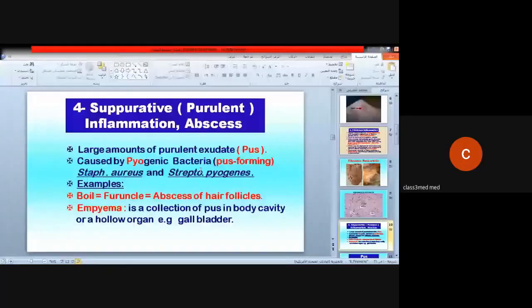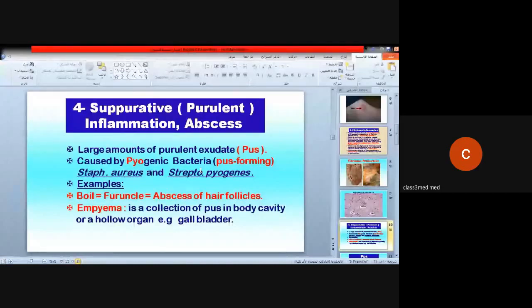We call it suppurative inflammation. Suppurative inflammation can occur in any type of tissue. Here, the causative agent determines the type of inflammation, not the type of tissue.